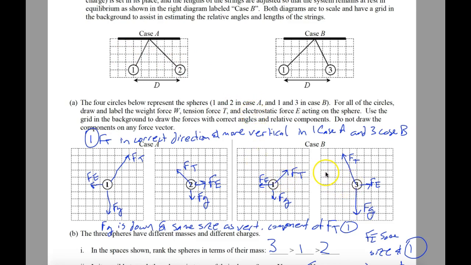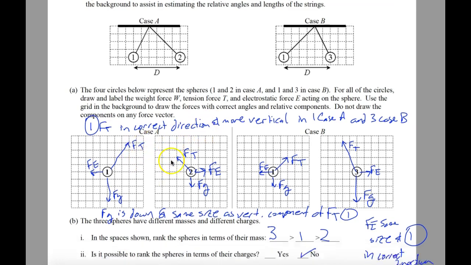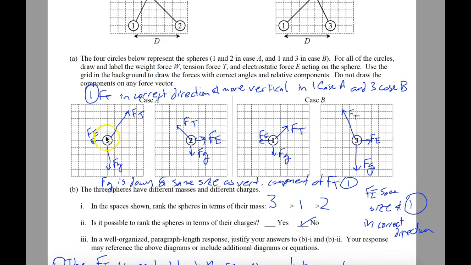They want us to draw and label the weight force, or the force due to gravity, tension force T, and electrostatic force E on the sphere. Use the grid to draw the forces with correct angles and relative components. Don't draw any components on the force vector. So here what we're going to do is take a look, and we see that in this first case the force of electricity is going left and going right, and it should be equal and opposite.